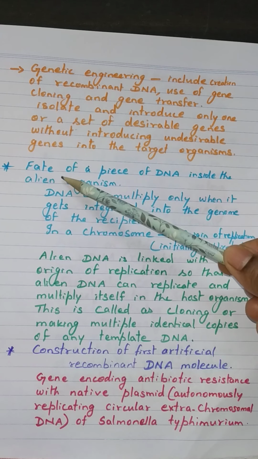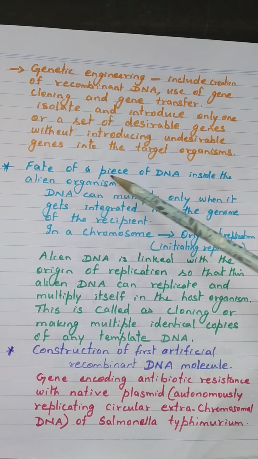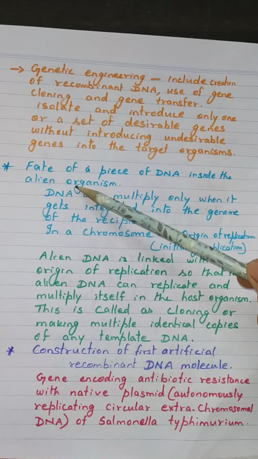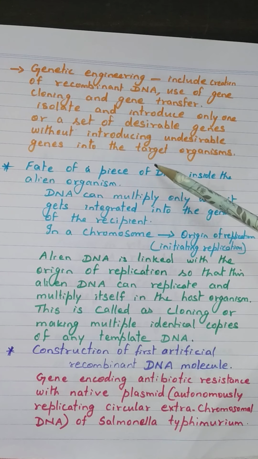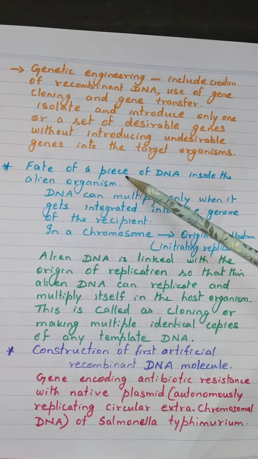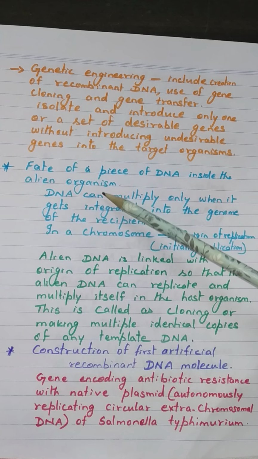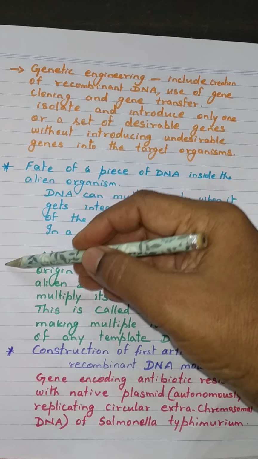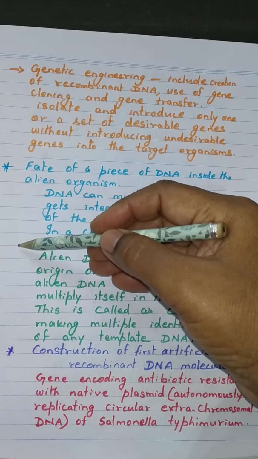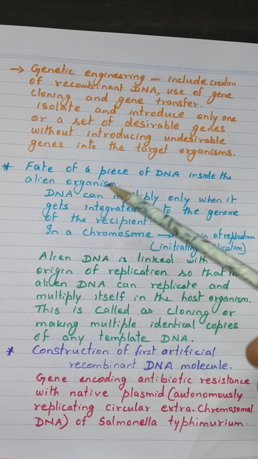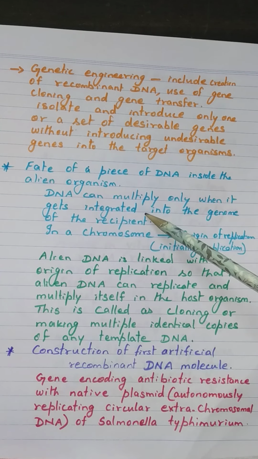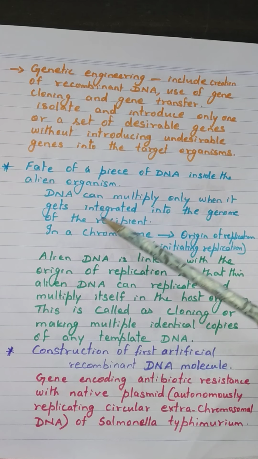Now we will study the fate of a piece of DNA inside the host organism. The host organism is known as alien because it is alien to that DNA. The DNA is from another organism, a piece of DNA, and then we introduce it into another organism, and we allow this one to multiply in number. And now DNA can multiply only when it gets integrated into the genome of the recipient.